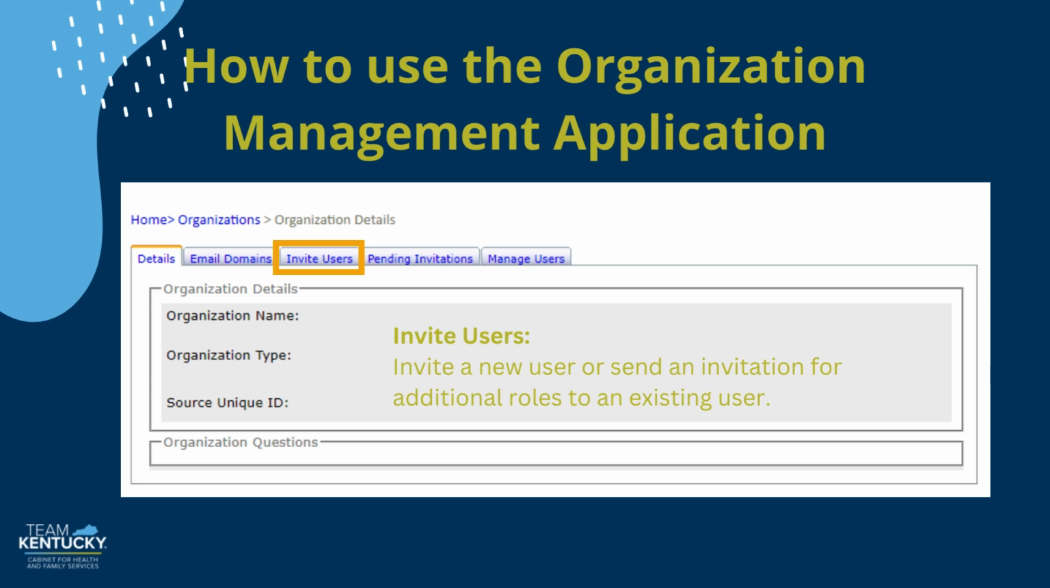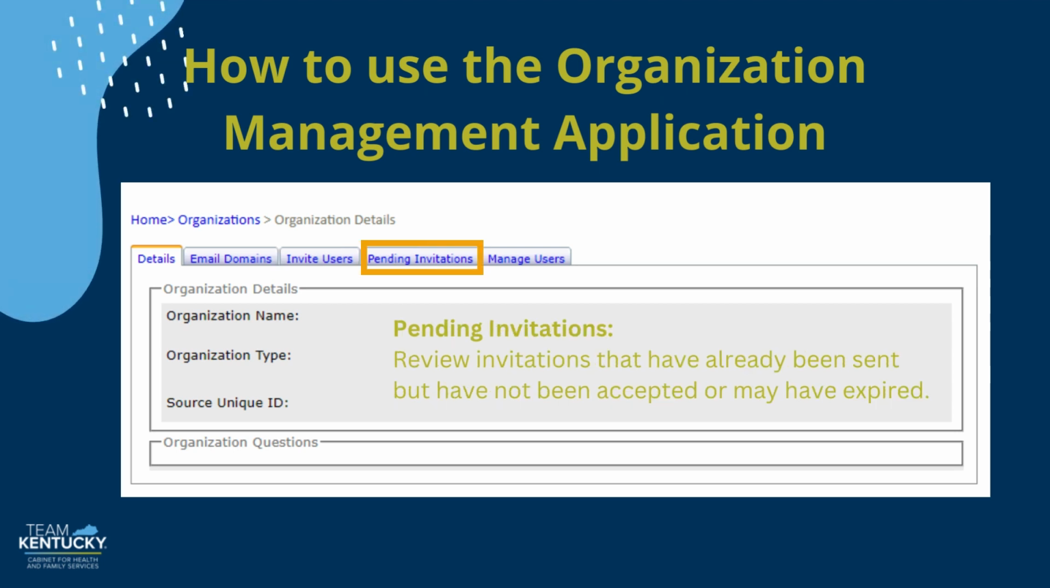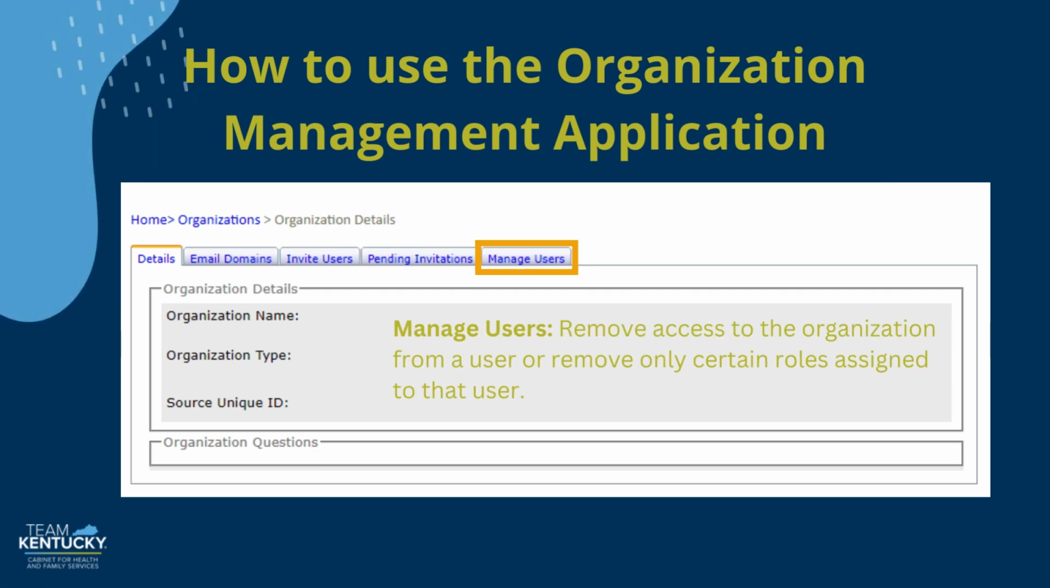In the organization management application, an organization administrator will use the following tabs to manage employee access. Invite users: invite a new user or send an invitation for additional roles to an existing user. Pending invitations: review invitations that have already been sent but have not been accepted or may have expired. Manage users: remove access to the organization from a user or remove only certain roles assigned to that user.